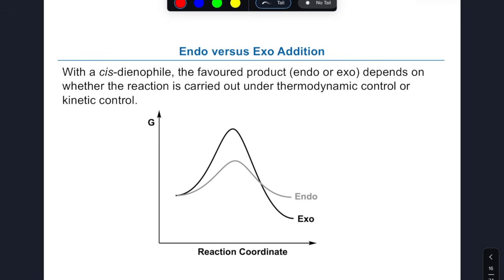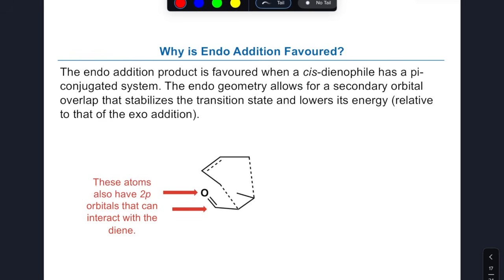Now, why is endo favored? Again, endo is really only favored with a specific kind of dienophile, if our dienophile has a pi system, or pi conjugated system, such as this group over here. So in this case, the dienophile I would have in this example, let me just draw this out.